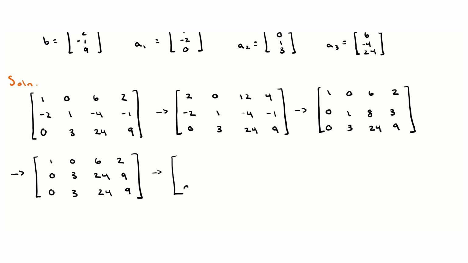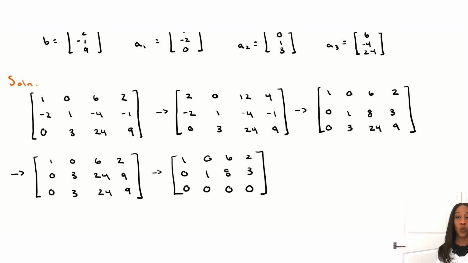We'll add the second row to the third row, which will give us all zeros in that last row, and then divide that second row by 3. We can actually stop here.